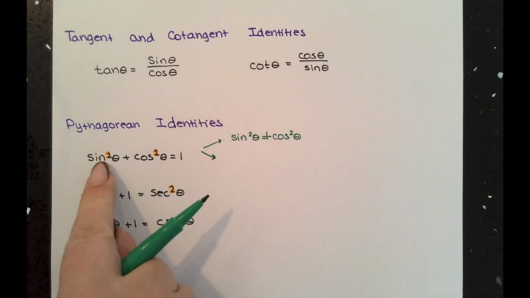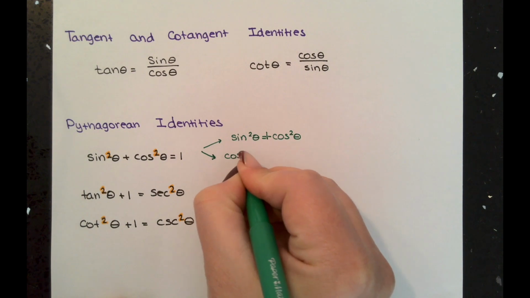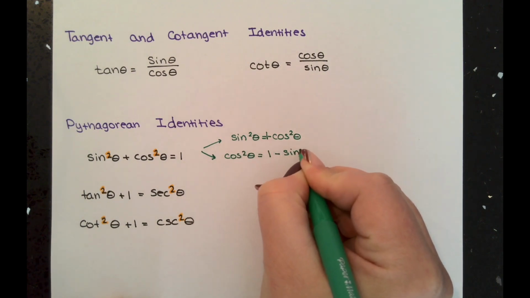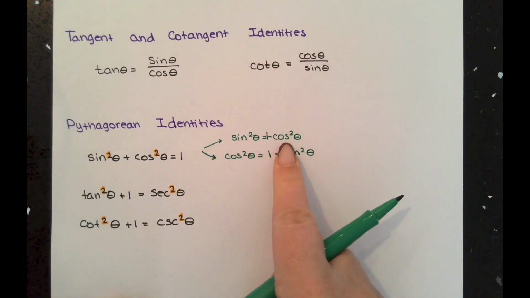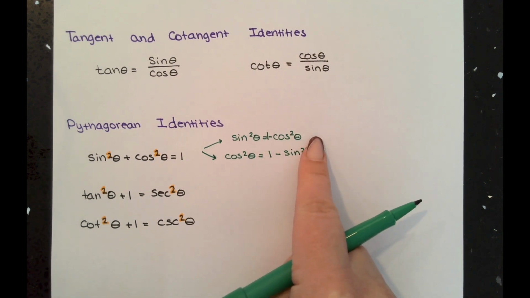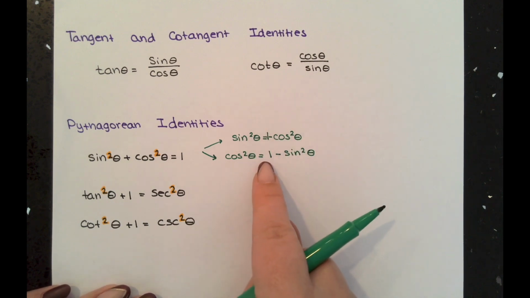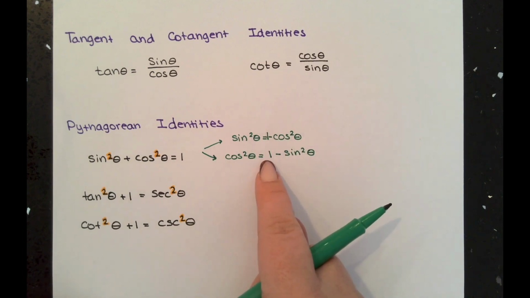Now let's go ahead and subtract sine. So we have cosine squared of theta is equal to 1 minus sine squared of theta. And yes, order does matter. So if you put that 1 behind cosine, that would be wrong. So you have to have 1 minus cosine squared here, 1 minus sine squared here.